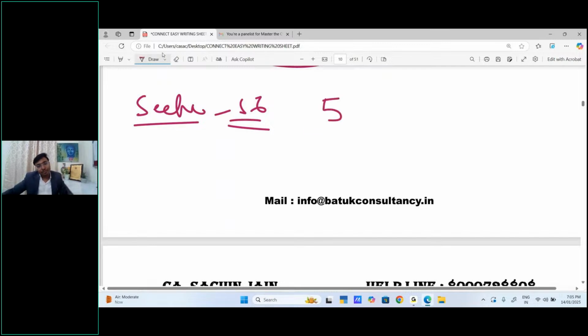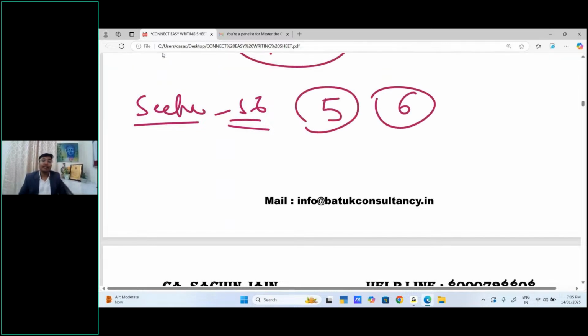My refund was due on 5th, but government has paid me the refund on 6th. That means delay in paying the refund. In that case, government will pay the refund with interest. So this section is related to the interest on account of delay in granting the refund.